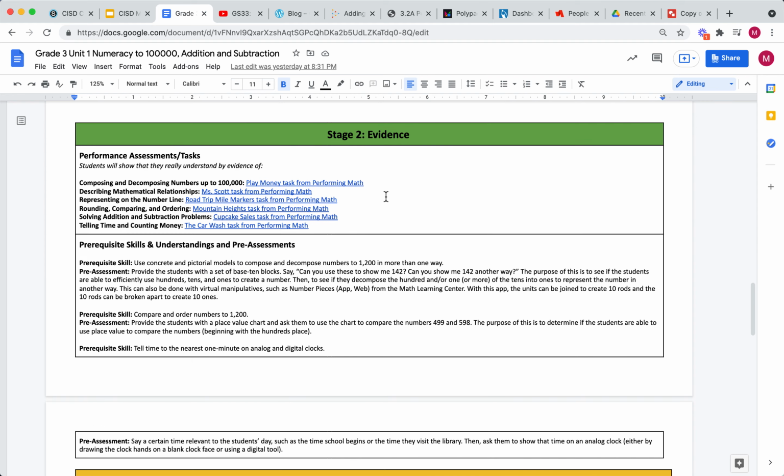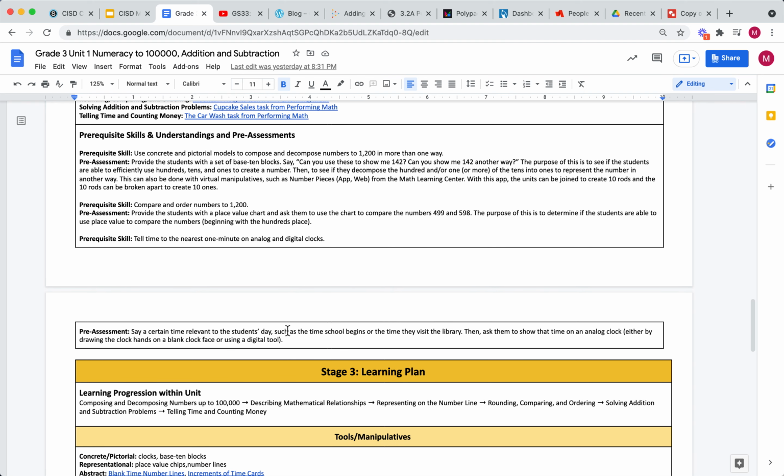Then when we get to Stage 2, that is evidence or assessment. How will the students show us they understand what it is that we want to teach them? And here's some examples, again aligned with those 6 topics of the weekly scope and sequence, of some assessment tasks. Below that, you'll see explanation of some prerequisite skills and understandings and pre-assessments that you can give to your students to determine what level of scaffolding they need in order to fully access this unit of study.